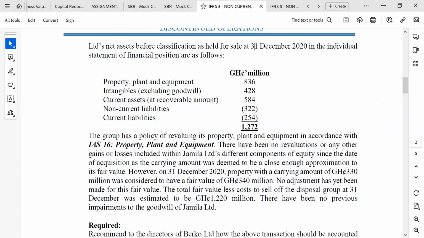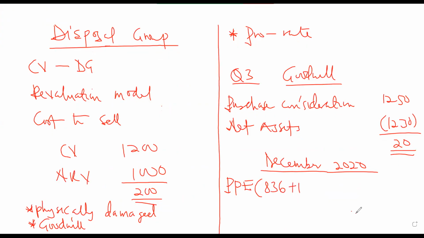10 million. So what will now be the new value of the property, plant, and equipment? 340. Yeah, but the 330 is already included over here. So we add 10. 846. Okay, so that will be 836 plus the gain. Are we okay? That will be 846.